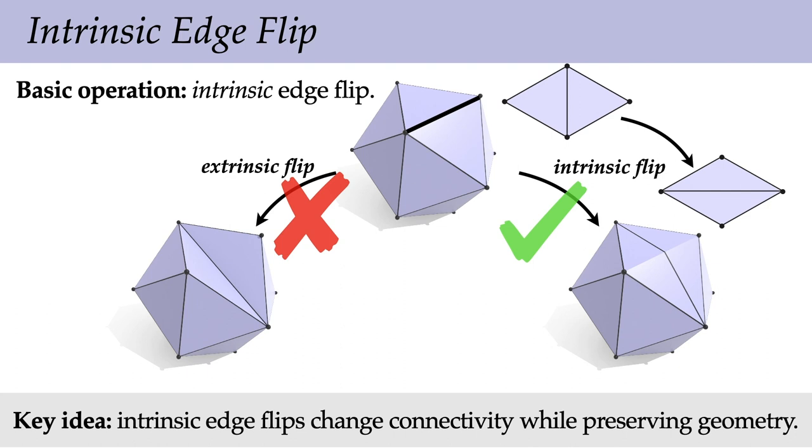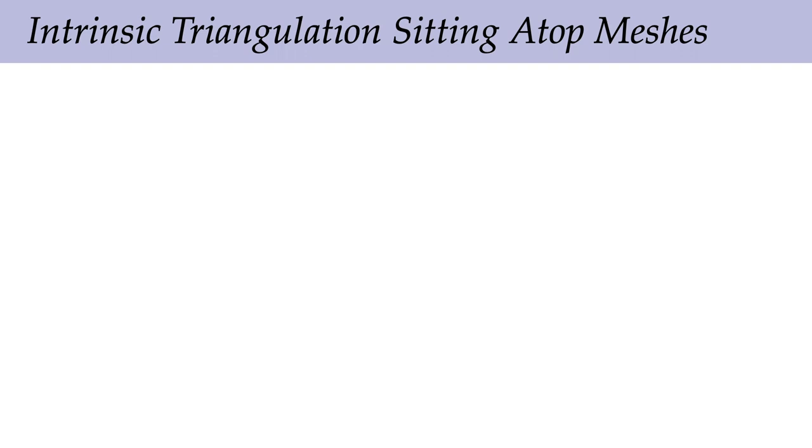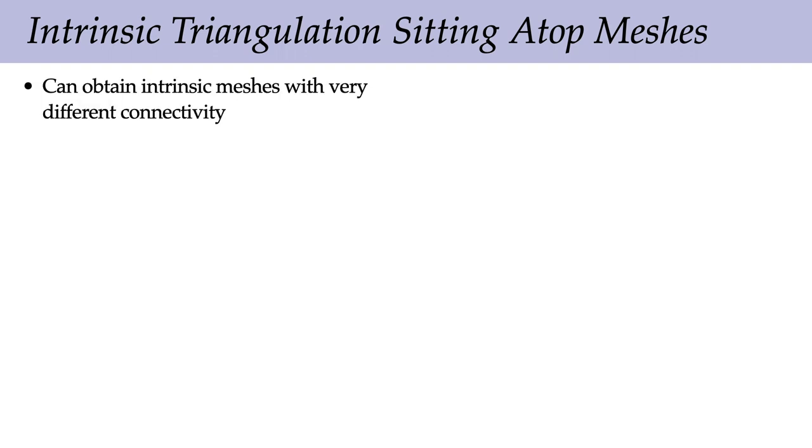The intrinsic perspective allows us to decouple the two, giving us the freedom to alter the mesh connectivity via these edge flips while always encoding the exact same intrinsic geometry. After performing a bunch of edge flips, we can obtain an intrinsic mesh whose connectivity is quite different from the input, but which encodes the same geometry.